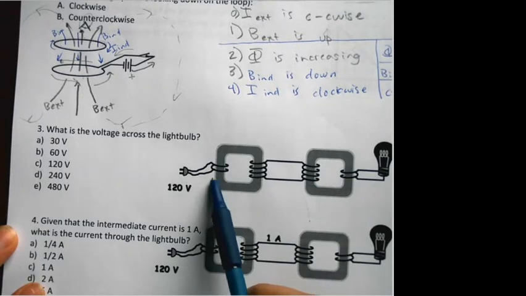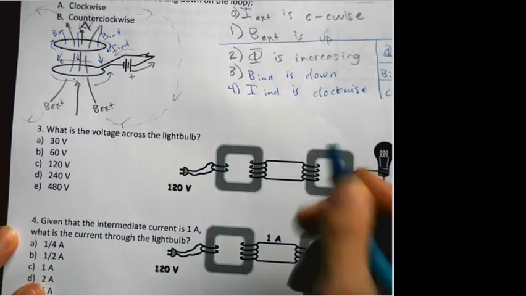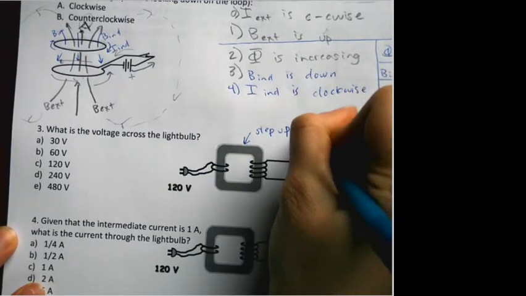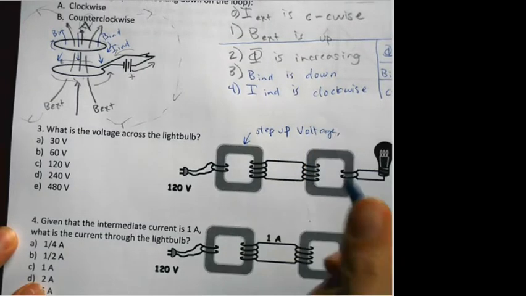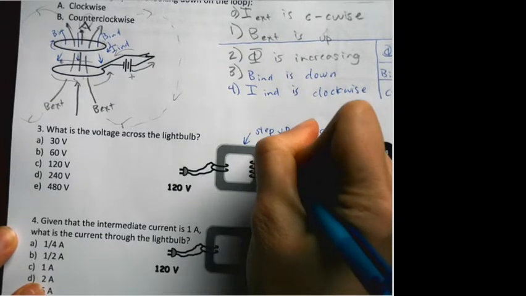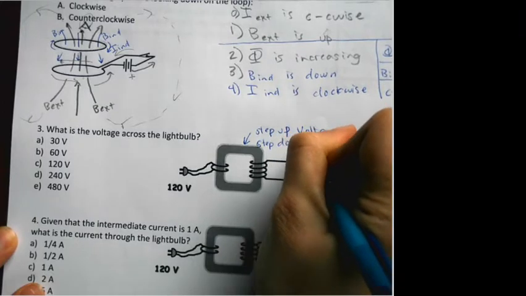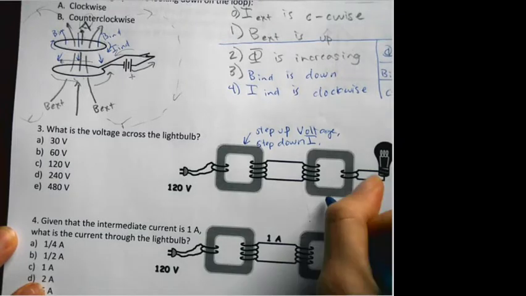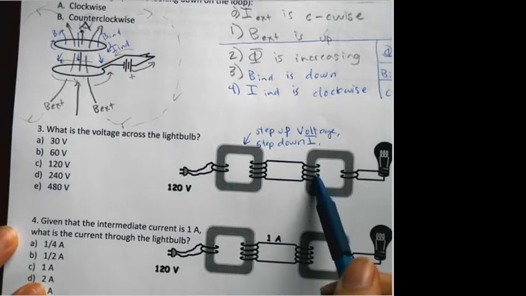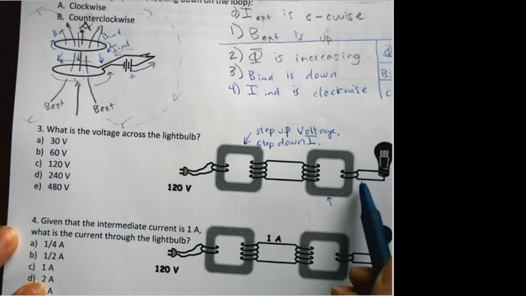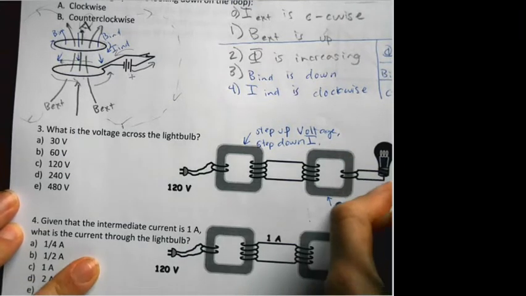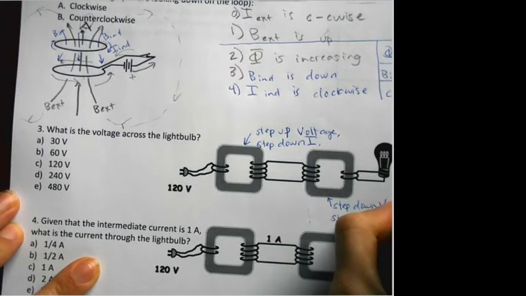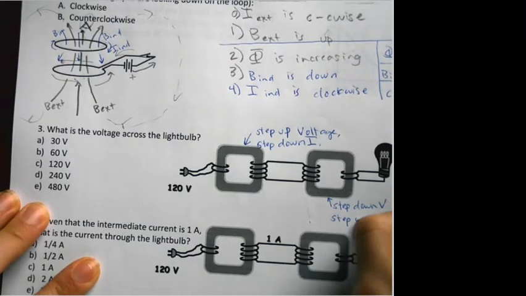This here is a step up transformer, so it will step up voltage. And that must mean that it steps down the current. A step up transformer always steps up the voltage. And this one is going from 1, 2, 3, 4 loops down to 2 loops, so this is a step down transformer. So it steps down the voltage, and it steps up the current.